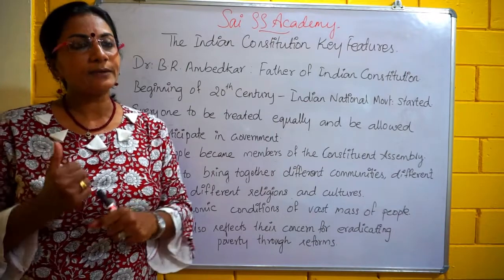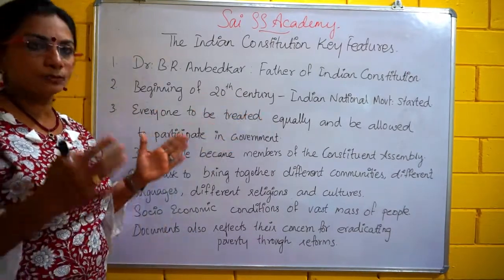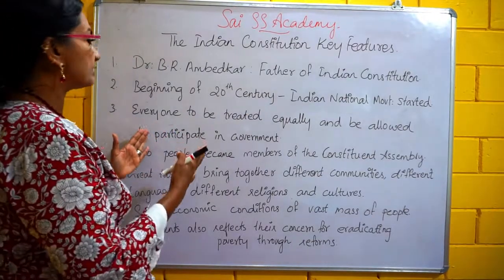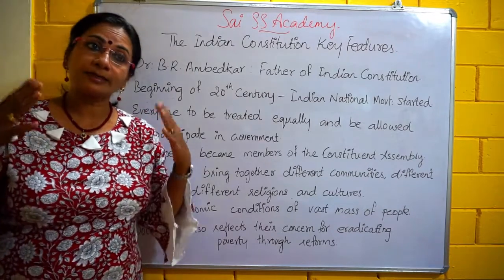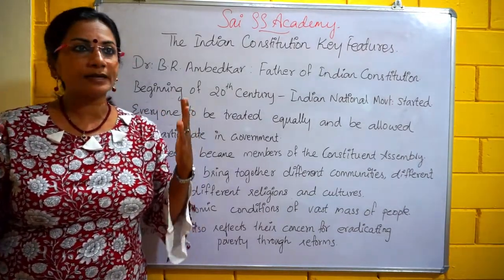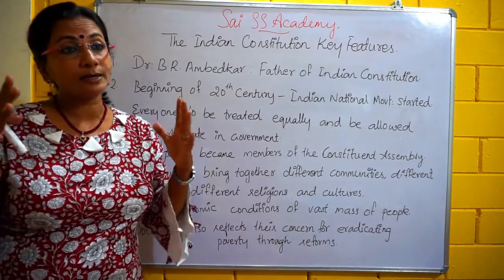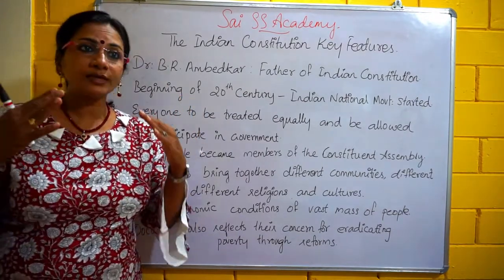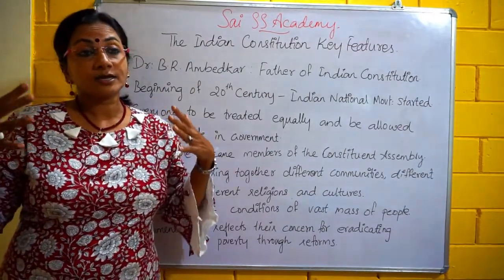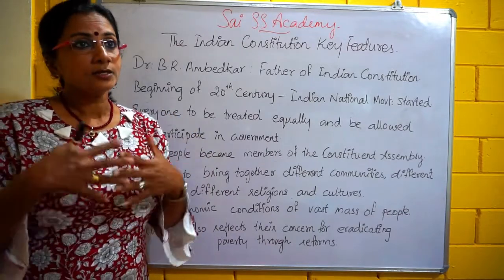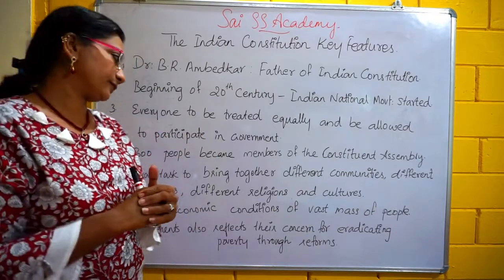In the beginning of the 20th century, the Indian national movement started, and they laid the foundation of a free India and a thought of freedom from the Britishers, and how everyone should be treated equally. There was an idea of how to give equal justice to everyone. That much they suffered under the Britishers. So the idea was to give equal justice to everyone.